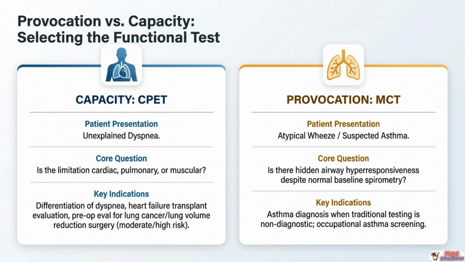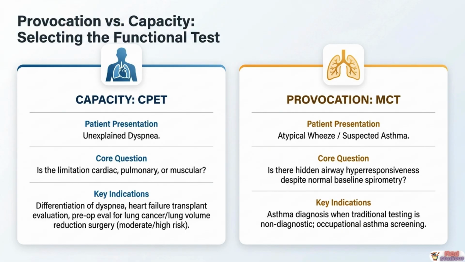Before ordering any pulmonary function test, the first question a clinician must answer is this: am I trying to measure what the lung can do, or am I trying to provoke what the lung will do under stress? These 2 questions correspond to 2 entirely different tests. For unexplained dyspnea, where you need to determine whether the limitation is cardiac, pulmonary, or muscular, the correct tool is cardiopulmonary exercise testing, or CPET. It answers the question of capacity.